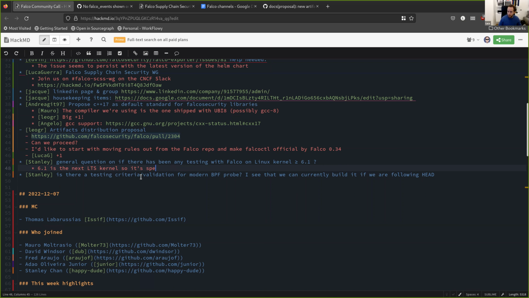And I have tried a similar thing with our slightly modified BPF probe for StackRox on 6.0 Fedora, and it works fine, but not on 6.1.